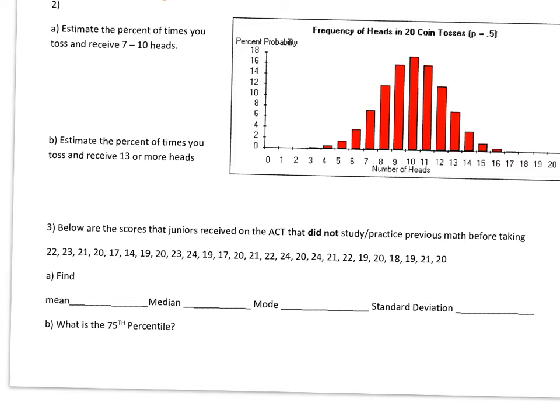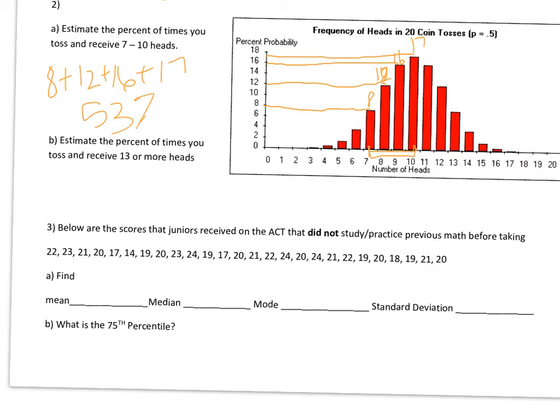So this first question, in between 7, so here's 7, and 10. So I have to add up all 4 of these bar graphs. So sorry, these lines aren't very perfect by any means. I'm holding the baby while trying to do this. If I were to add those up, that'd be 53%. So 53% of the time, you would get in between 7 to 10 heads.